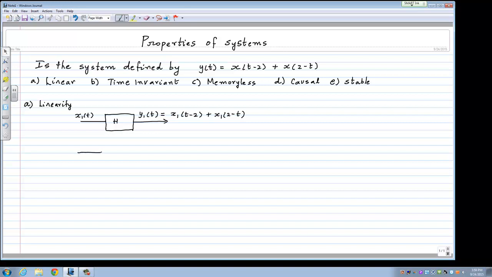Then we think of another input. Let's call it x2 of t. And let the output of the system for this input be y2 of t, which is given by x2 of t minus 2 plus x2 of 2 minus t. All right. Now what do we have to do next?